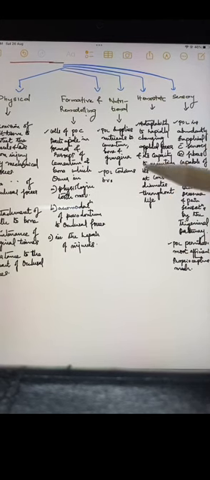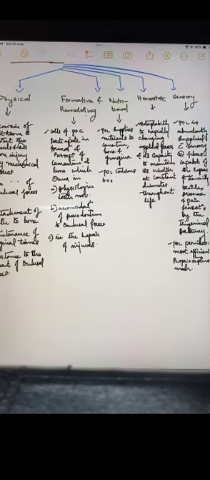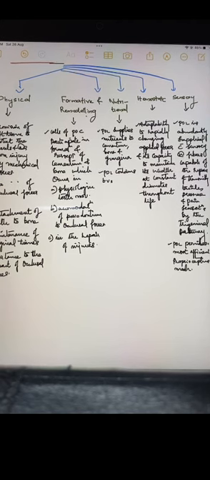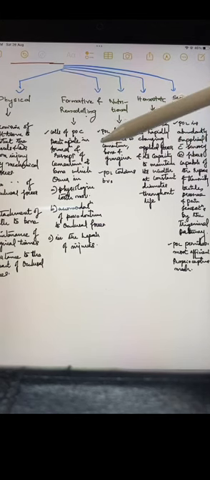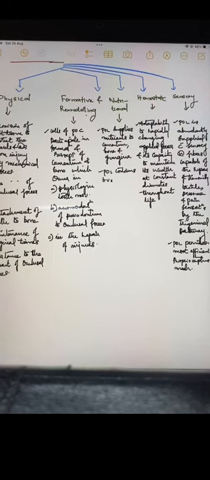Then the formative and remodeling functions: in conditions like physiologic tooth movement, accommodation of the periodontium to occlusal forces, or in the repair of injuries, the cells of the periodontal ligament participate in formation and resorption of cementum and bone, especially in these conditions. The next is the nutritional function. It supplies nutrients to cementum, bone and the gingiva, and the PDL contains blood vessels.